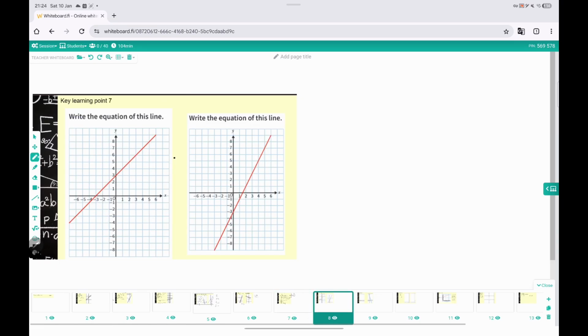Right, on this occasion, you've got to figure out the equation just from looking at the line. So first of all, easiest bit as always, the y-intercept. The y-intercept is 3. Guys, by the way, the most common thing I see students, especially year 8 students, do is to get the y-intercept and the gradient mixed up.